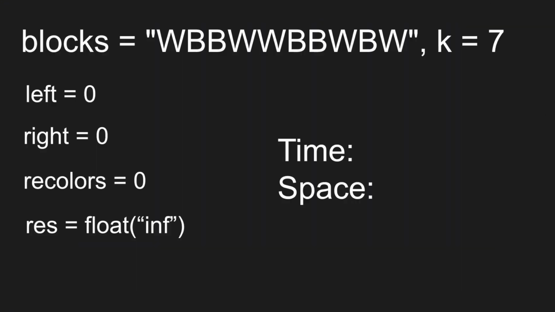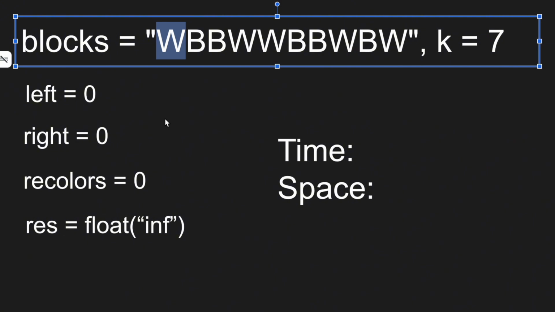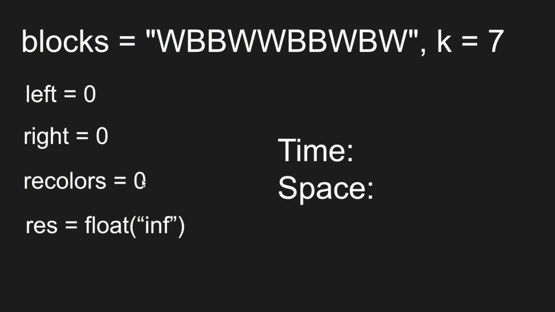So one way that we can solve this problem is we can use the sliding window approach. So we will iterate through this string. When we first iterate, we will only move the right pointer. And once we have a window of length 7, then we will also increment the left pointer along with the right pointer. And when we are iterating through this string, if we come across a W, then we want to increment the number of recolors.